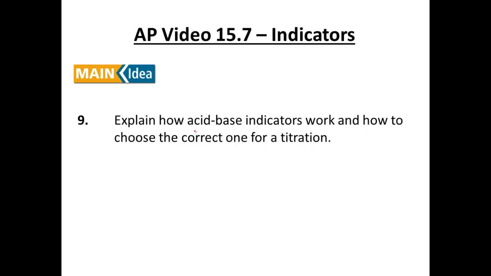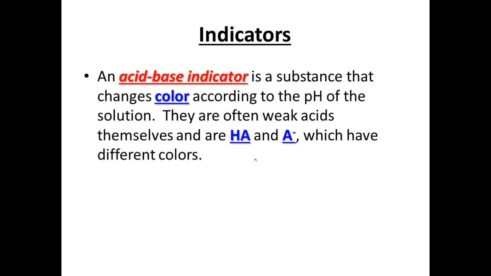The main idea here is to understand what an acid-base indicator is, how they work, and how to choose the correct one while doing a titration. So indicators, or acid-base indicators specifically, are substances that will change color according to the pH of the solution. They themselves are often weak acids, and they're in the form of HA and A minus all the time. It's converting from one to the other. Each of these two portions of the indicator has its own unique color, which allows us to figure out pH based off of that.